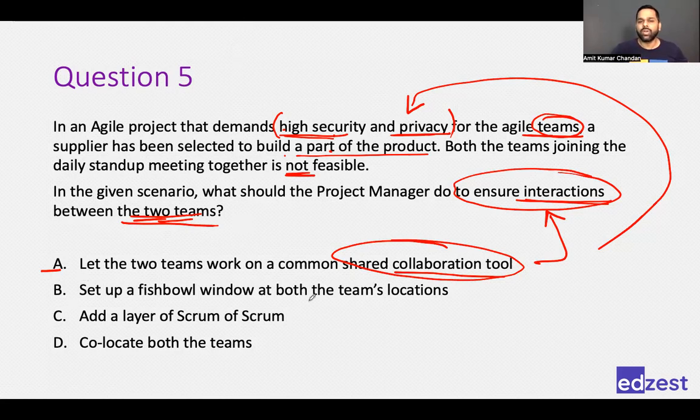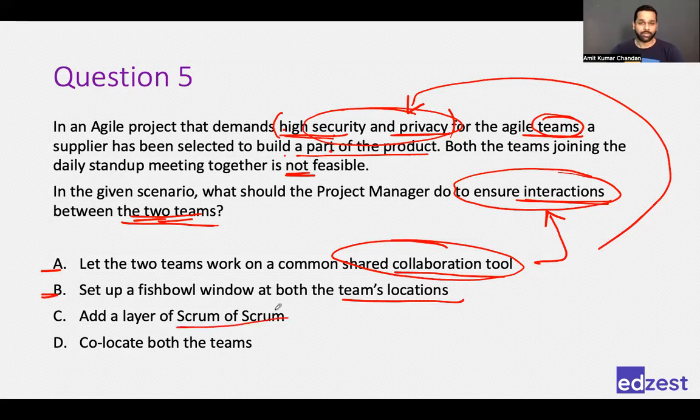Set up a fishbowl window at both the team's location. It is similar. Okay, you are keeping a webcam or a camera or a monitor on for both the team's location where security and privacy is important. Okay, not a good choice again. Then we go to C. Add a layer of Scrum of Scrums.